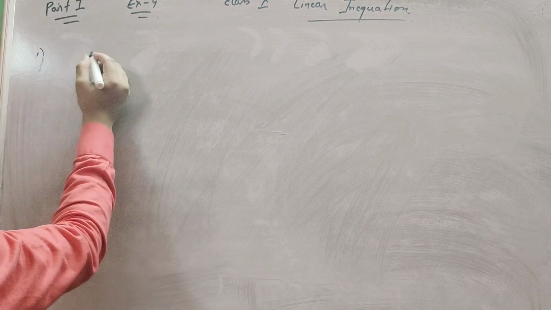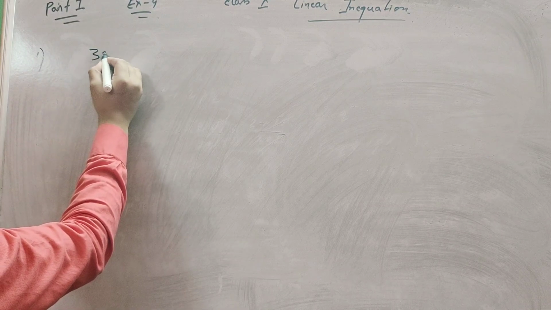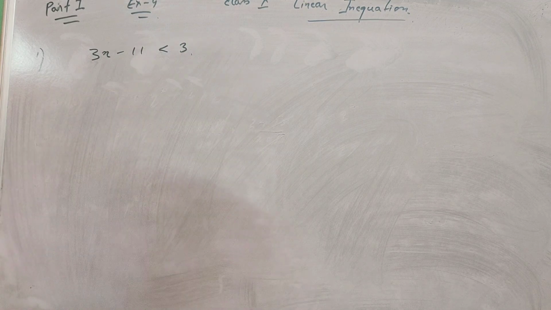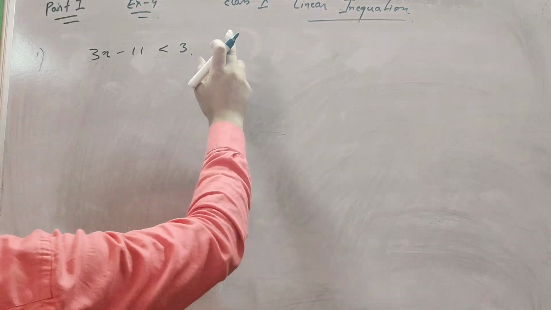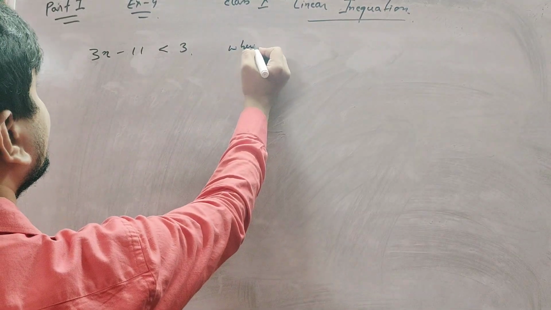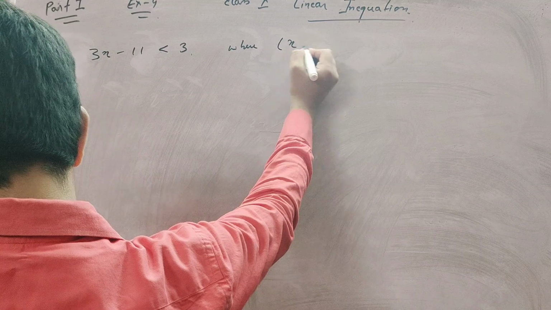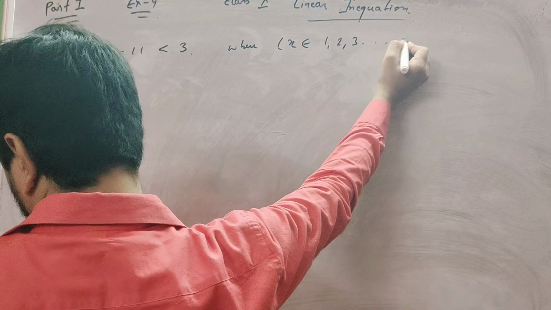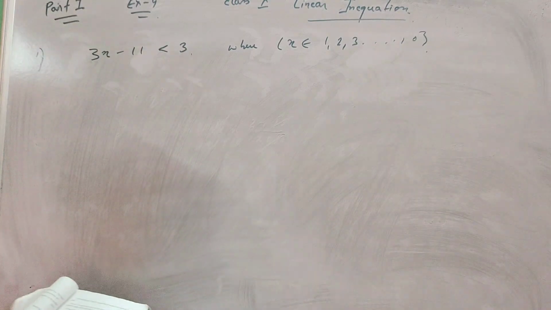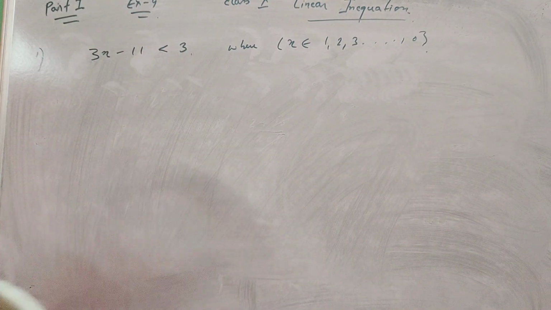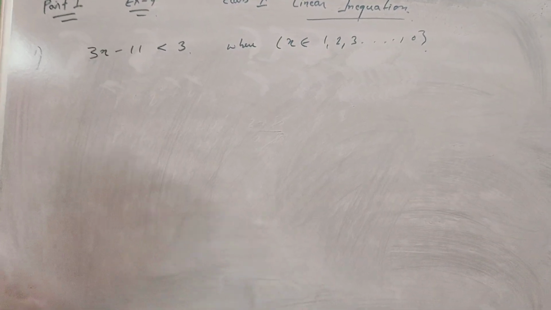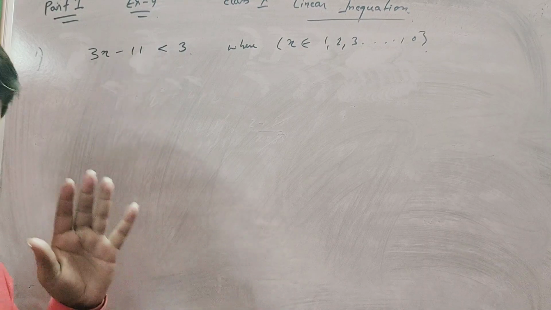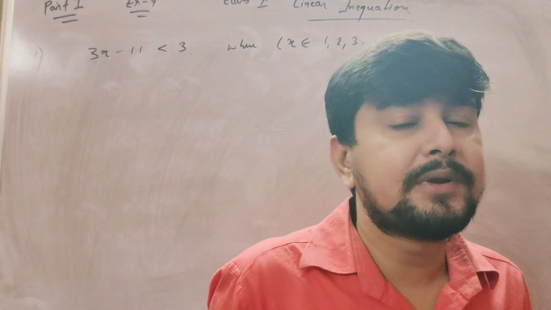Okay, so our first question: solve the inequation 3x minus 11 less than 3, where x belongs to 1, 2, 3 up to 10. That means first of all you solve this inequation. I am calling this an inequation because a not equals to sign is given here. And whatever you do, if you want to add or subtract, you do it on both sides.